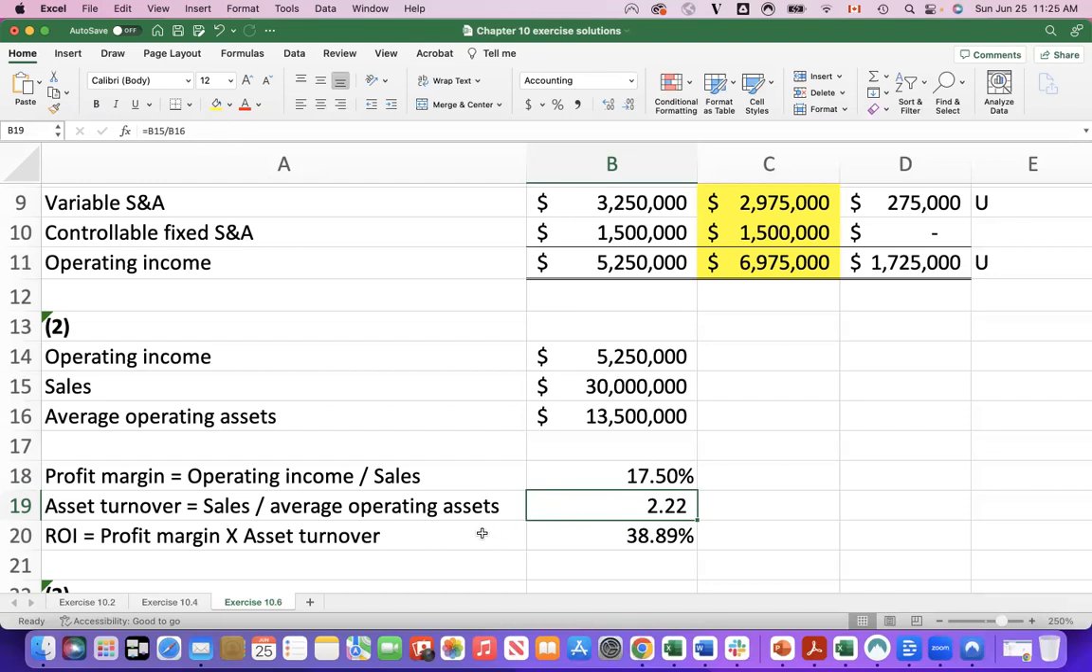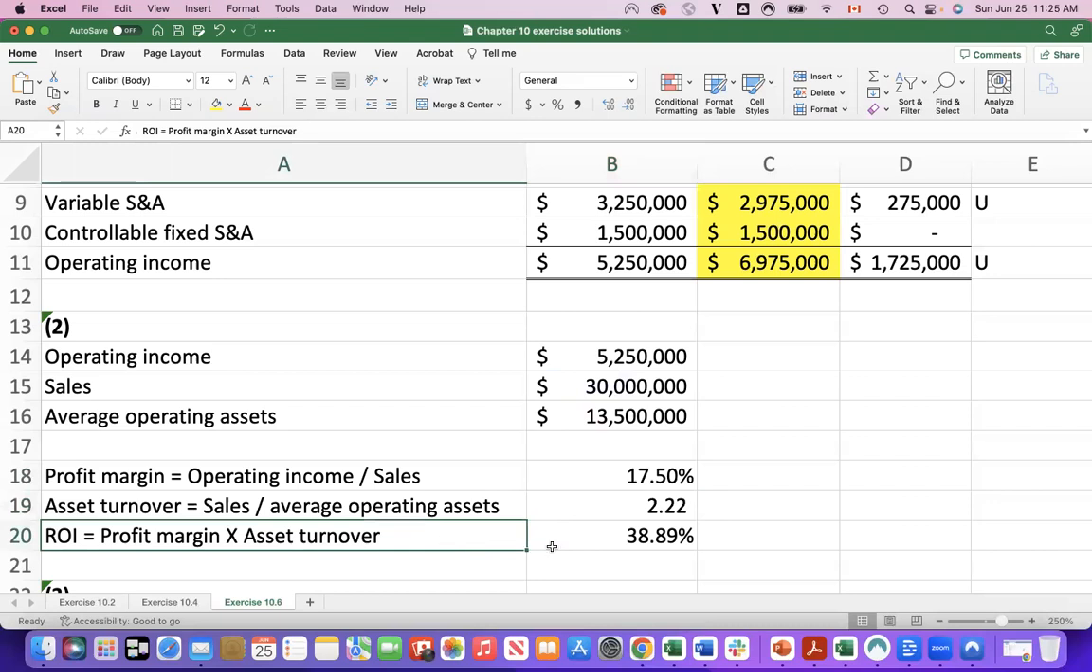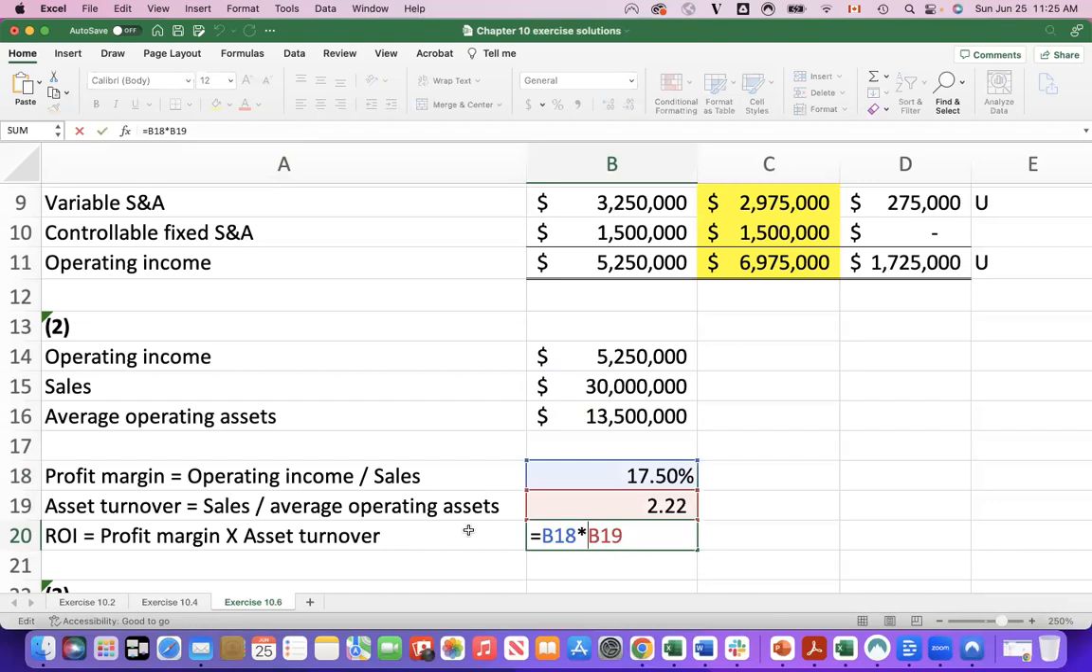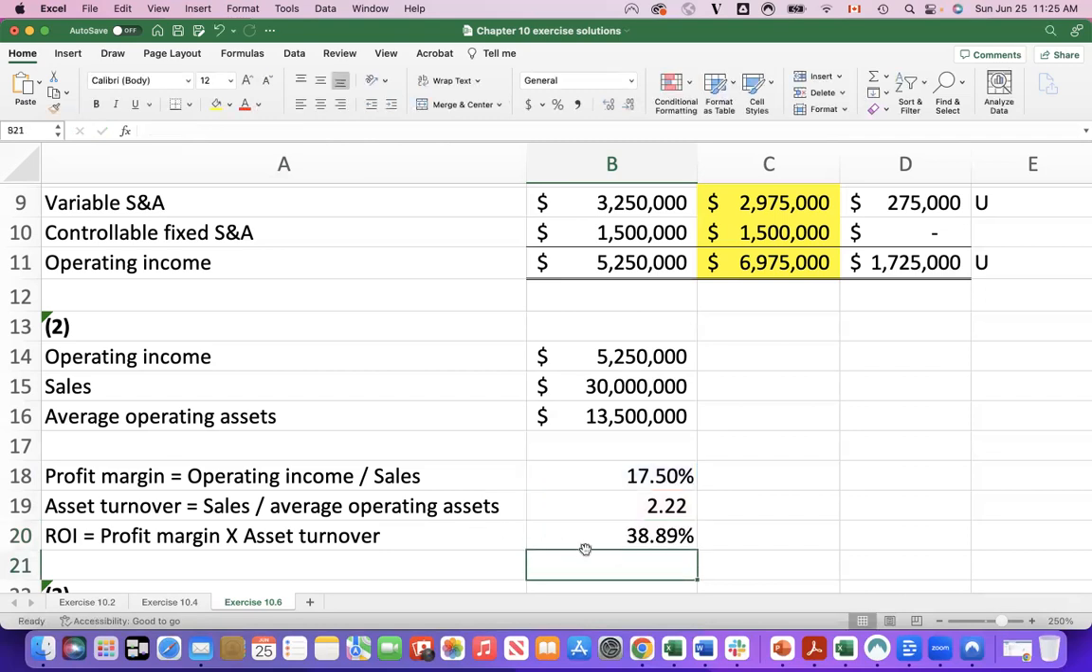Now, ROI, our return on investment, is simply multiplying profit margin by asset turnover. So if we do that, we take our profit margin of 17.5%, multiply it by our asset turnover of 2.22. That means we had a return on investment, in this case, a return on our average operating assets, of about 38.9%.